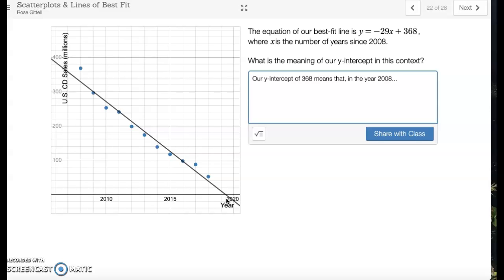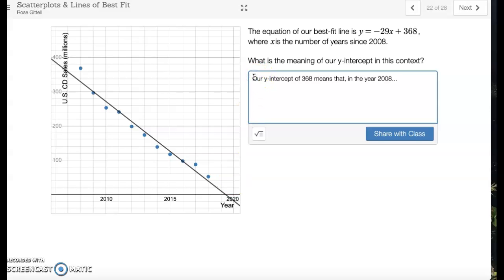So the first thing that I always look at is the units. So I'm going to be looking at the units on the y-axis. In this case, it says US CD sales in millions. And the units of the x-axis, in this case, year. So we have like 2010, 2015, 2020. So this would be like current modern day. And just try to think about what the overall story of the situation is.